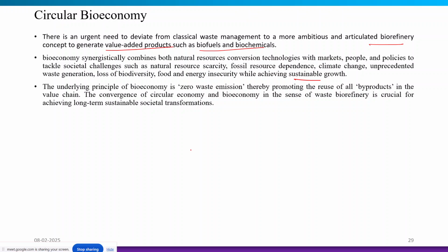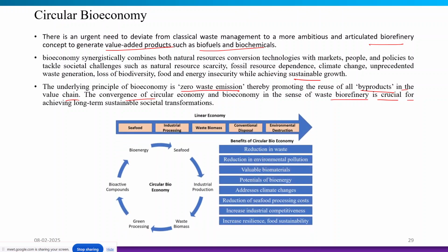The underlying principle of the bioeconomy is zero waste emission, thereby promoting the reuse of all byproducts in the value chain. The convergence of the circular bioeconomy, or the bioeconomy in the sense of the waste biorefinery, is very crucial for achieving long-term sustainable social transformations.